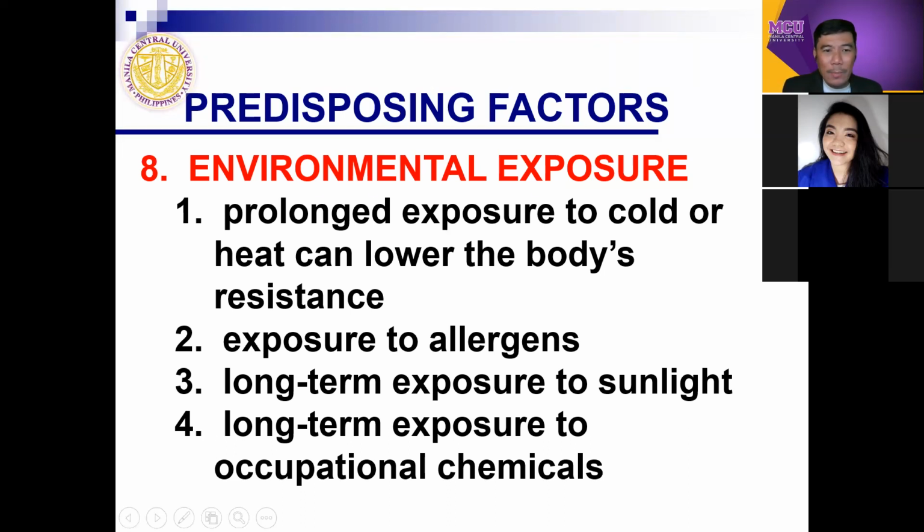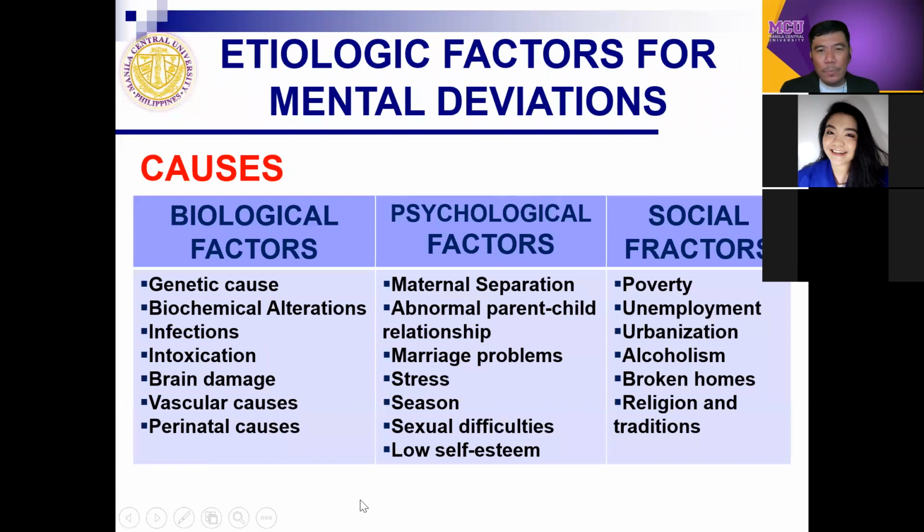Next, other than environmental exposure, we have the etiologic factors for mental deviations. I know that sooner or later you will reach your third year level, wherein you will have your professional course on psychiatric nursing. However, when it comes to the etiologic factors for mental deviation, the causes are divided into biological, psychological, and social factors.